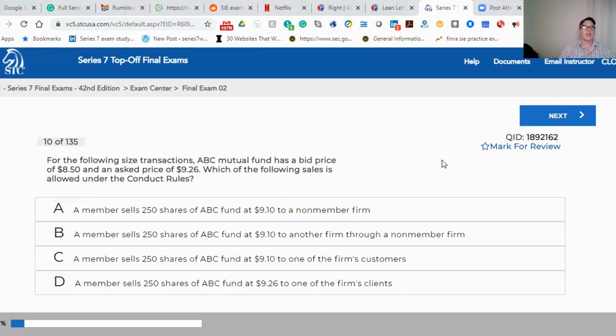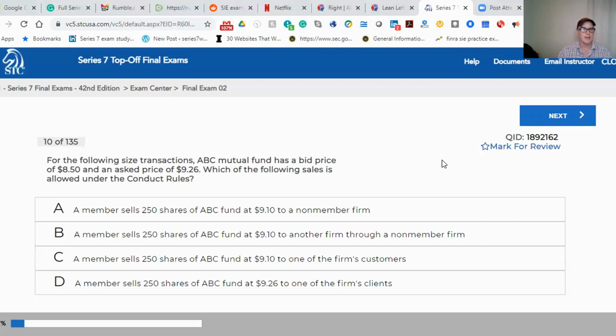Okay, for the following size transactions, ABC Mutual Fund has a bid price of $850 and an ask price of $926. Which of the following sales is allowed under the conduct rules? This is the one I'm going to get wrong. Remember, sells 250 shares at $910. That's not true, because if you want to sell below the offering price, it has to be a member firm. And a member sells 250 ABC at 910 to another firm through a non-member firm.